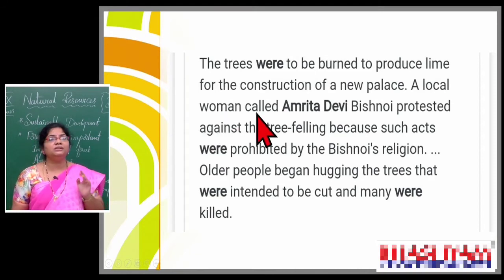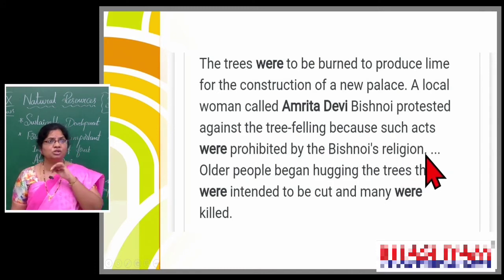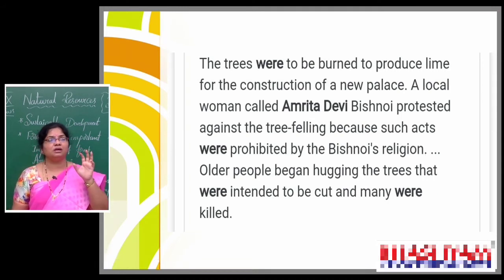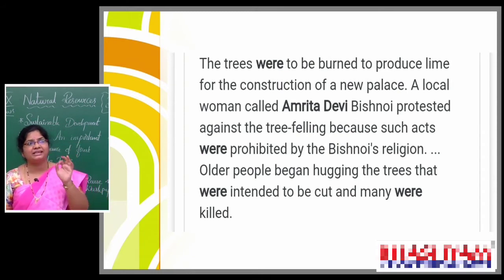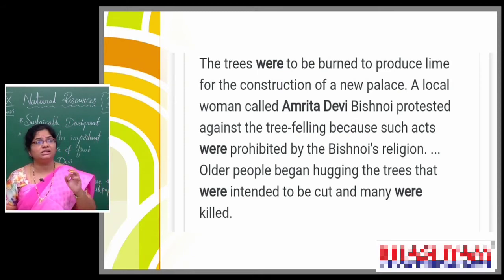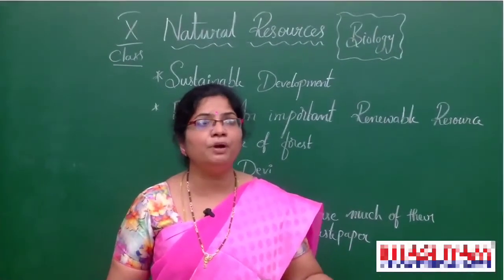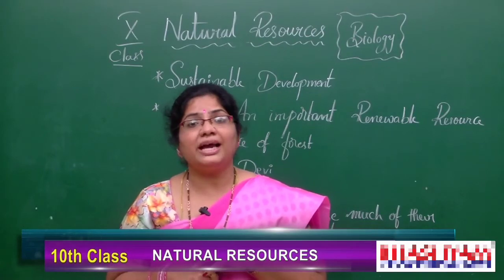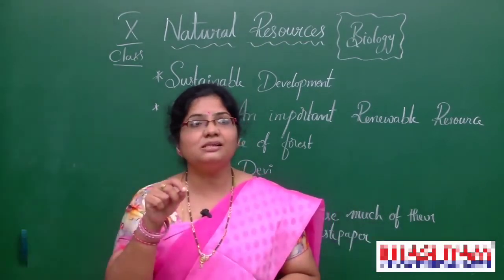A local woman called Amrita Devi Bishnoi protested against the tree felling because such acts were prohibited by the Bishnoi religion. Destroying trees is a very bad act in the Bishnoi community, so she wanted to protest. The soldiers came to cut the trees, and the people living in that area came and hugged the trees to protect them. Like that, they resisted the king's order.